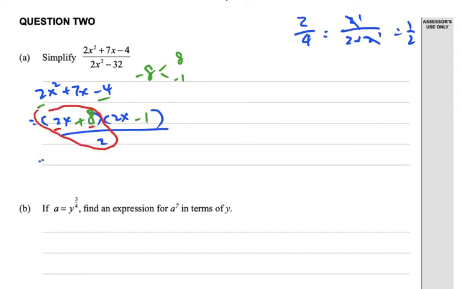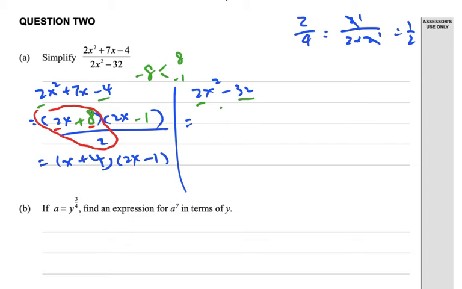And that should be equal to 2x divided by 2, which is x plus 4, and then 2x minus 1, right? That's the top one. Now for the bottom one, it's 2x squared minus 32. So we can see there is a common factor, which is 2. That's 2 outside, and then you have x squared minus 16.